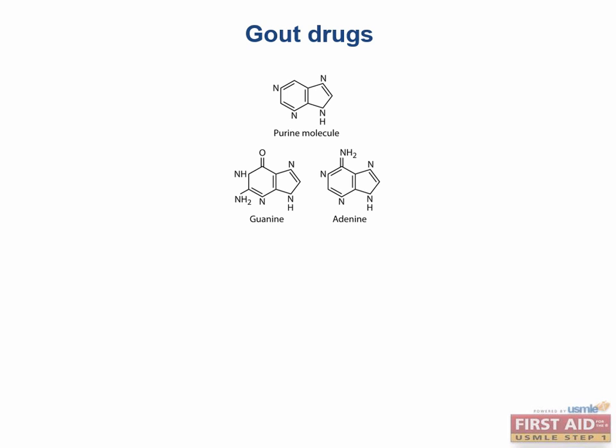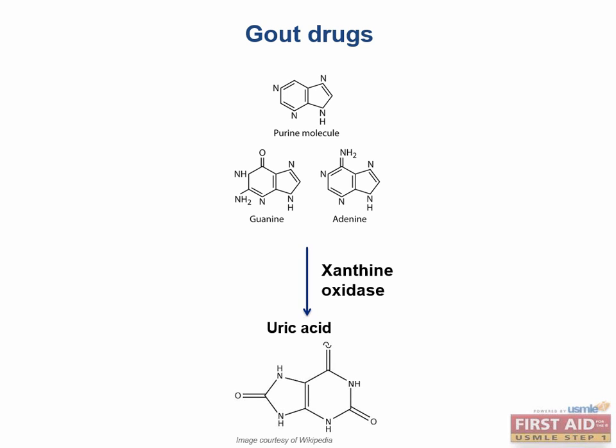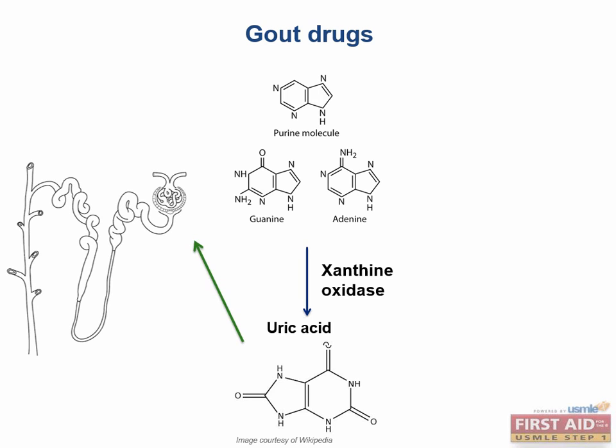These purines are then broken down by xanthine oxidase, which turns them into uric acid. This uric acid goes to the kidney and is dumped into the glomerulus and reabsorbed from the urine at the proximal tubule. In chronic gout, why is allopurinol effective?